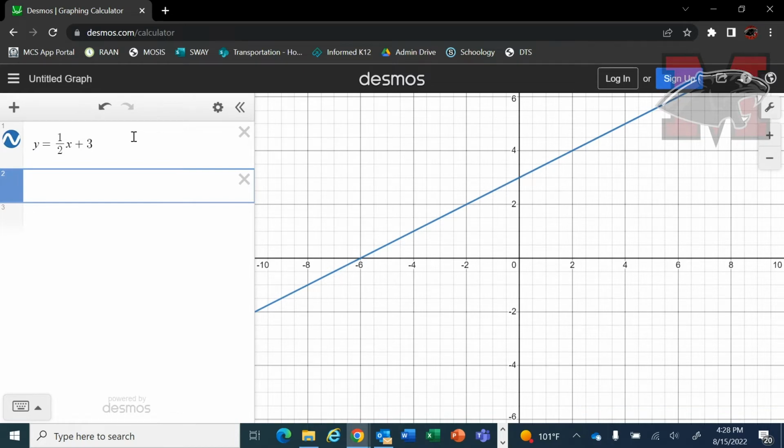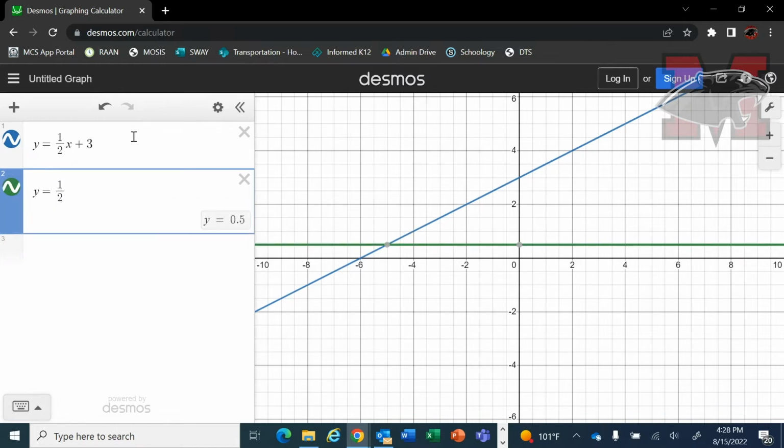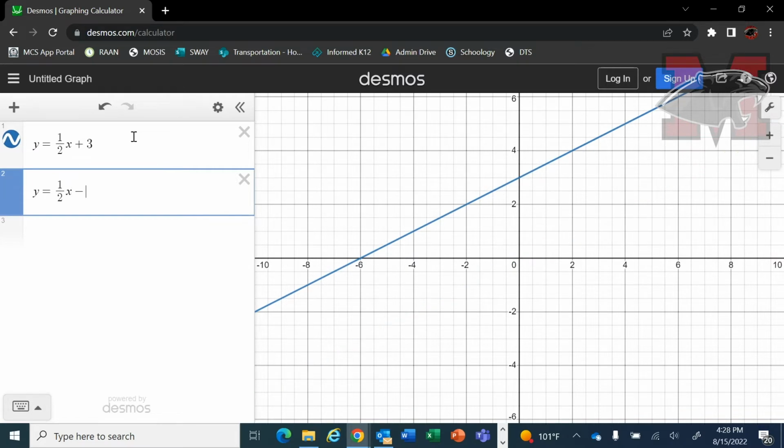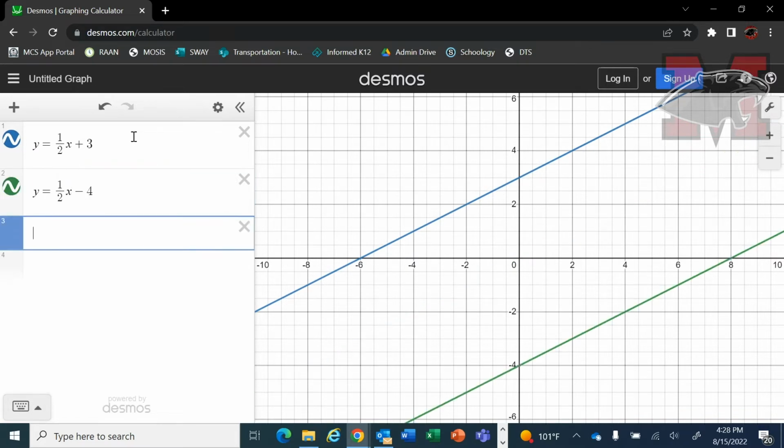All right. So I'm going to go y is equal to, if it's parallel, I know that it's going to have the same slope. So I'm going to leave it as 1/2 x. But I'm going to do -4. That's the one I chose to do. The green line's parallel to the blue line.